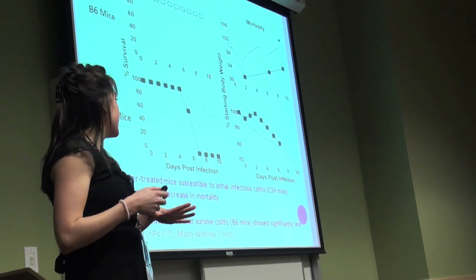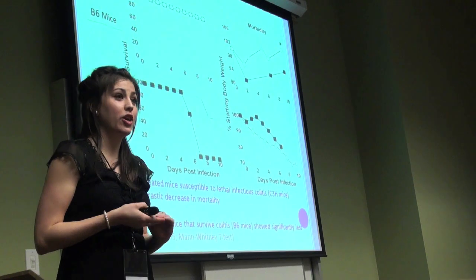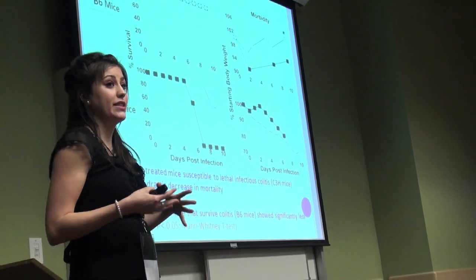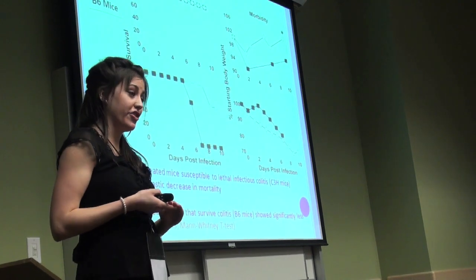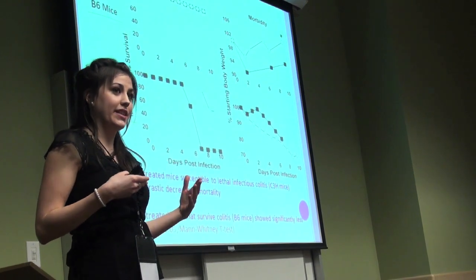And as a measure of morbidity, we were looking at body weight loss. So we didn't see a significant difference in our C3H mice in body weight loss, but in the lavender-treated B6 mice, we saw a significant decrease in body weight loss by day 10 post-infection. This is important because it's providing us with evidence that the lavender is actually protecting against wasting syndrome.